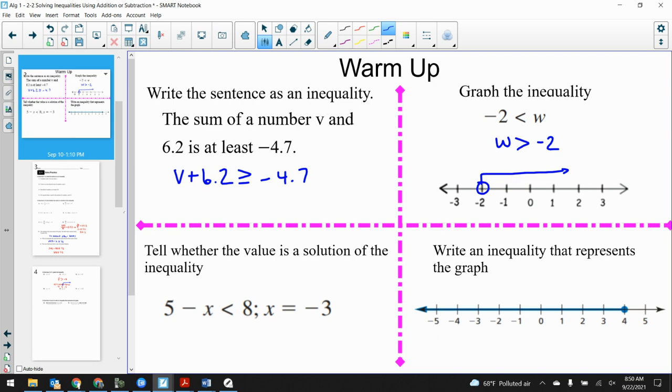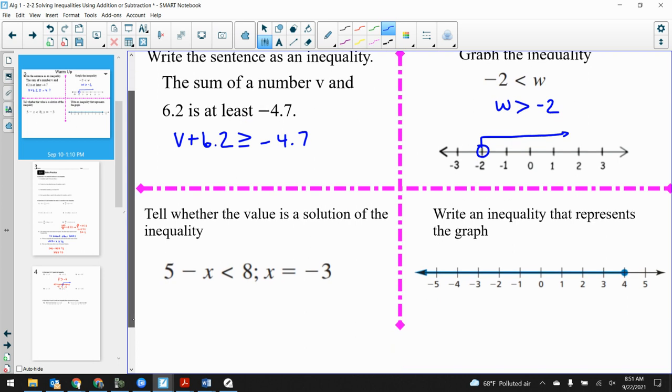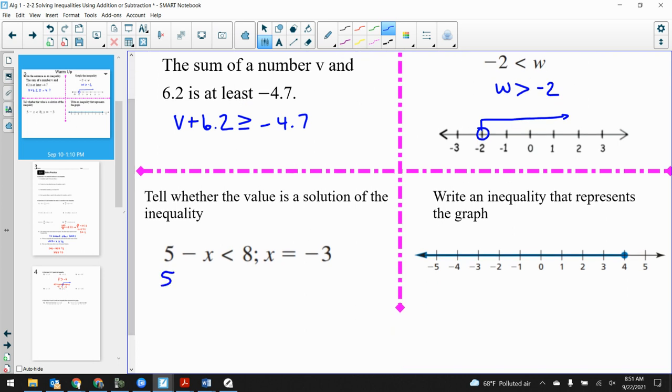Tell whether it's a solution or not. Down here in the bottom left, just plug it in. 5 minus a -3 is less than 8. Well, 5 minus -3, that's like 5 plus 3. That gives me 8 is less than 8. Is that a true statement? No, not a true statement. So -3 would not be a solution.